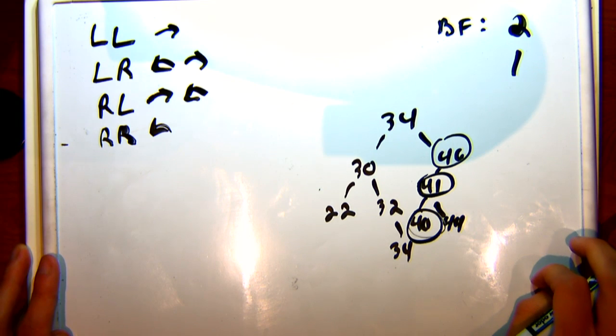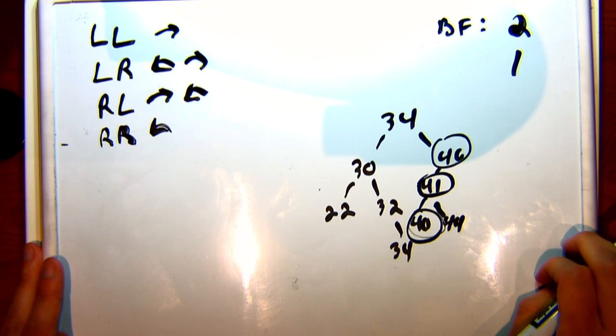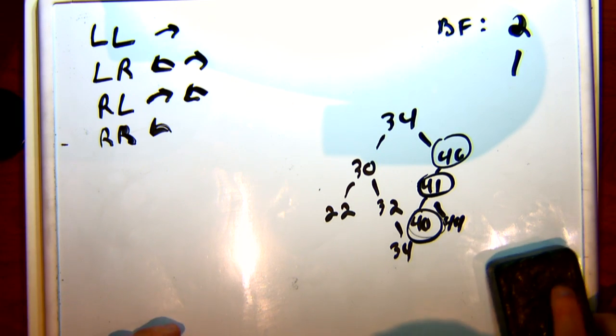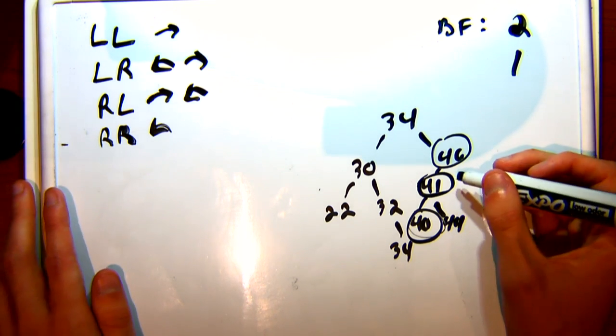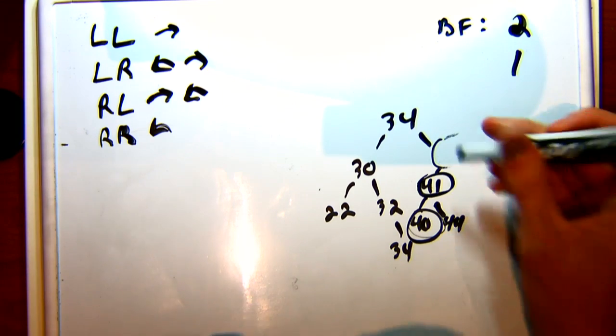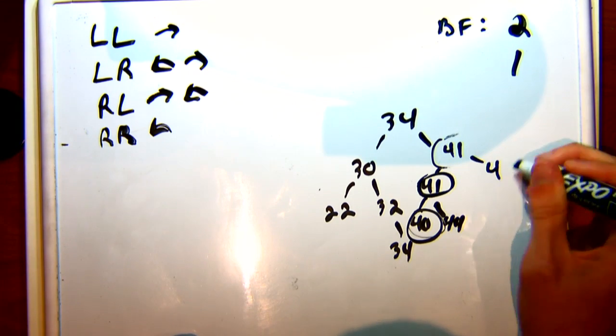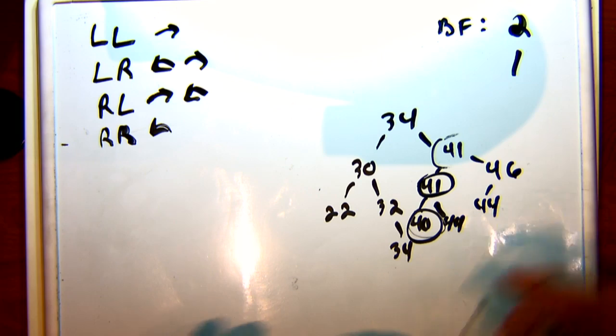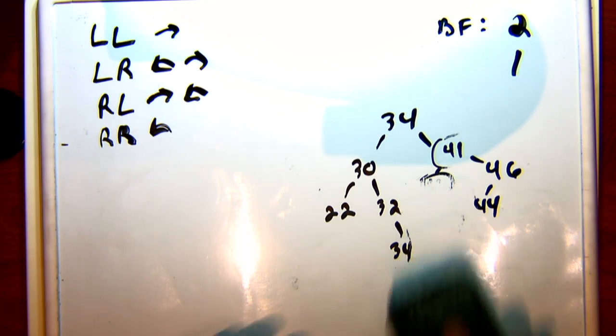we could rotate either way really, but I'm just going to do a single right rotation because it works out better. So if we do a single right rotation here, then we'll have 41, 46, 44, and then 40.